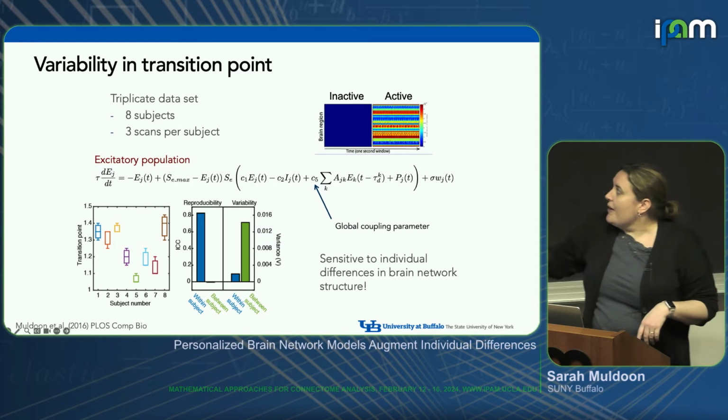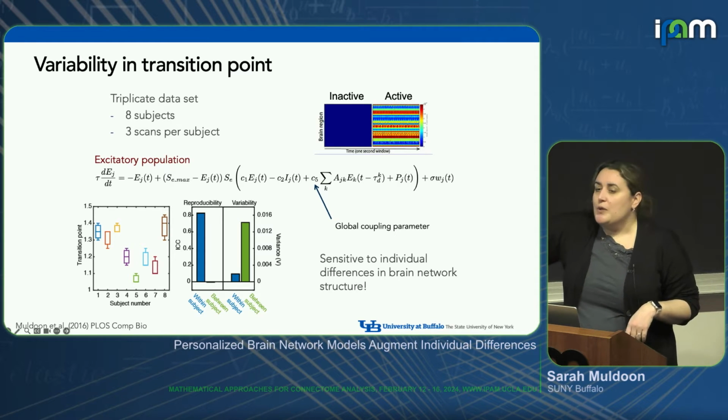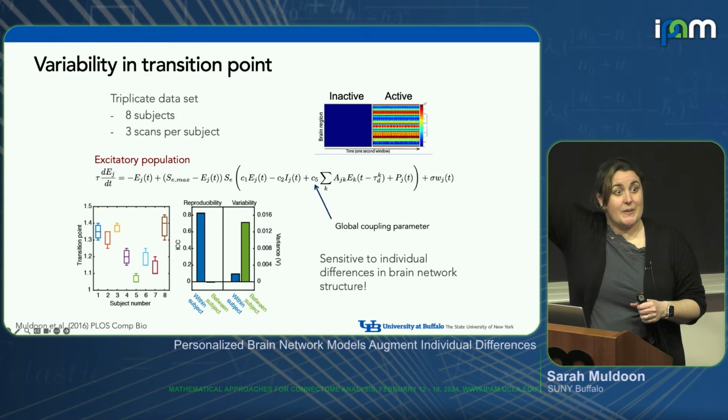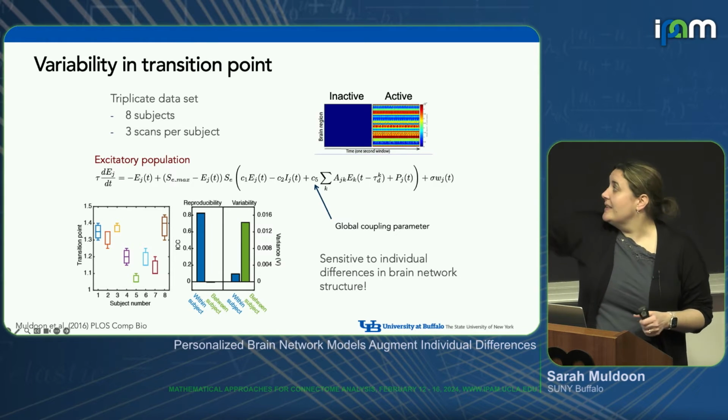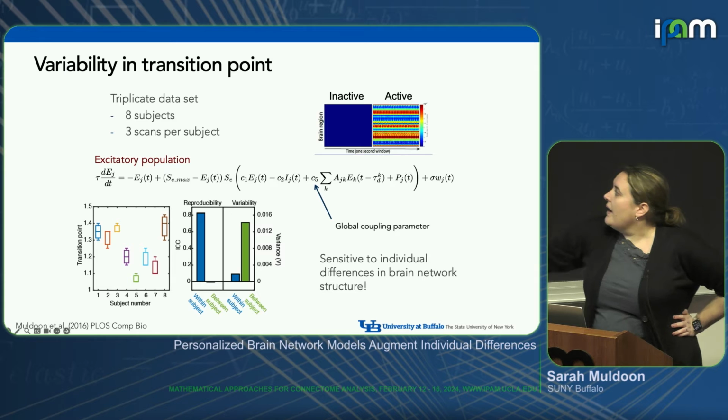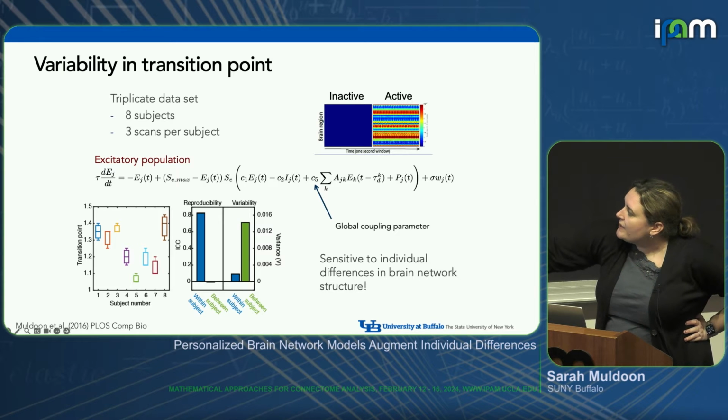So what it turns out is that for each person, if you want them to be in that level right before they jump into that oscillatory state and go up into the limit cycle, you have to choose a different value of this global coupling parameter. And so this is an example here looking at this.